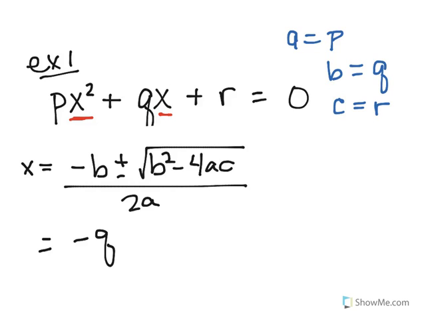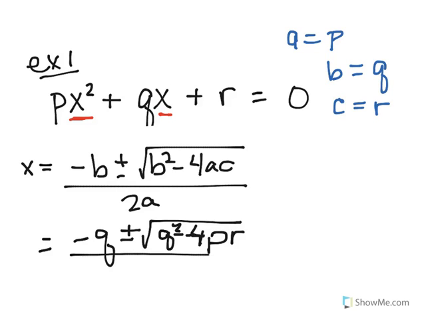Negative Q plus or minus the square root of Q squared minus 4, oh sorry, my pen's not working that well, 4 times P times R all over 2 times P. Now this is a big mess and there's very little I can do with it to clean it up and make it nicer. But it is my answer using the quadratic formula.